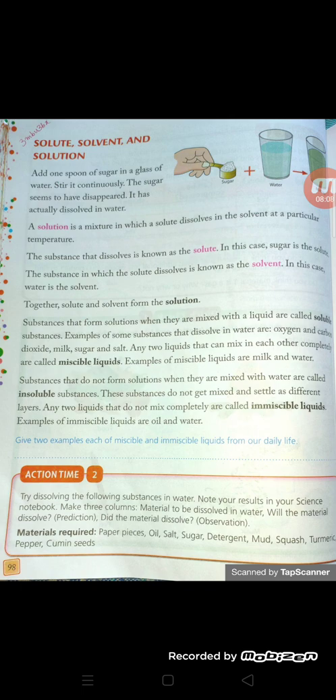Substances that do not form solutions when they are mixed with water are called insoluble substances. These substances do not get mixed and settle as different layers. All of you know, I guess, which kind of substances are those? Oil and water. If we try to mix oil and water, it will never be mixed. So, any two liquids that do not mix completely are called immiscible liquids. And what are the examples of immiscible liquids? Oil and water.